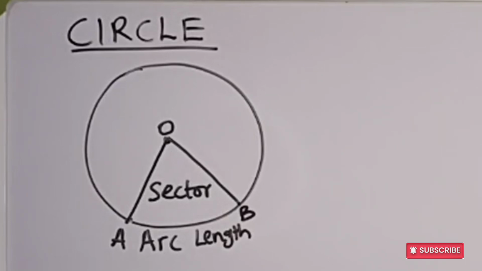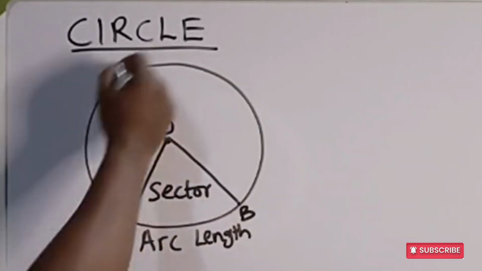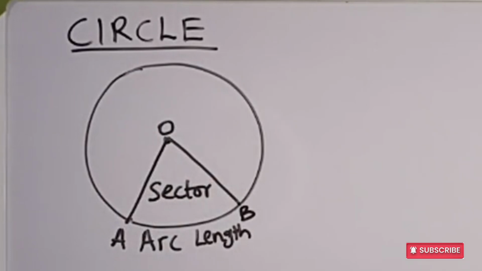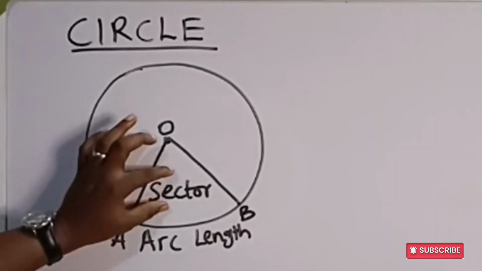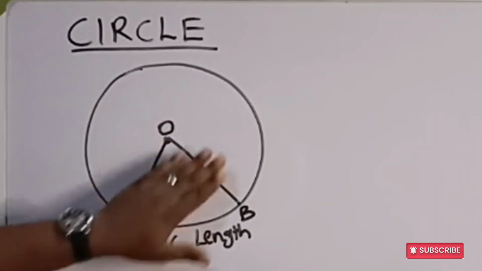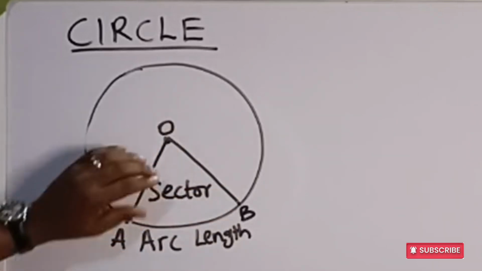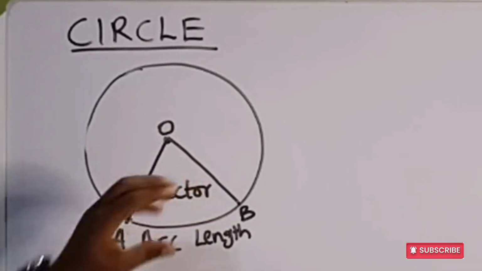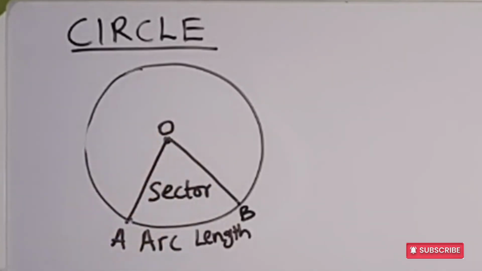So we can explain the arc length as a portion of the circumference. Remember, the circumference is this entire line. The entire line is called the circumference, while the sector is a portion of the entire area, because this entire space is the area, but this portion here is just a part of the entire area. So a sector is a part of the area, while the arc length is a part of the circumference. Okay, so this helps us to get the formula for the sector and the arc length.